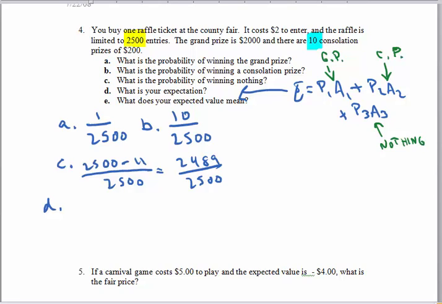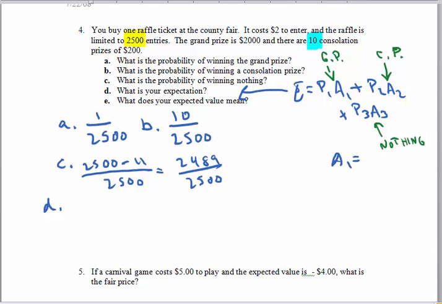Alright, so now we've got to label these things. The P's we already have, right? We have the 3 probabilities. The probability of winning the grand prize is 1 out of 2,500. Probability of winning the consolation prize is 10 out of 2,500. The probability of winning nothing is 2,489 out of 2,500. Now the A's are what we don't have.